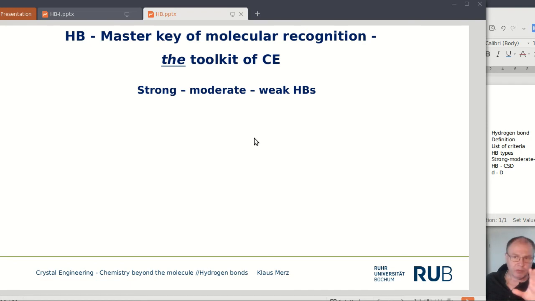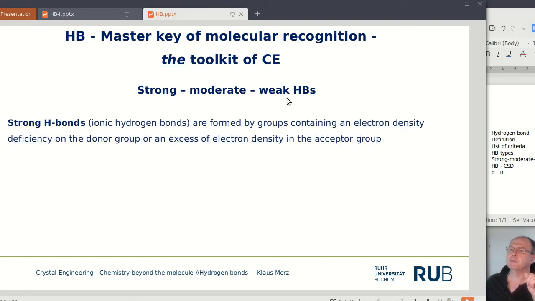Much more interesting for us now is to think about the strength and the usage of hydrogen bonds. So we can say, let us divide hydrogen bonds into strong, moderate and weak hydrogen bonds. I think this is a useful classification. Okay, strong hydrogen bond, mostly ionic hydrogen bond.